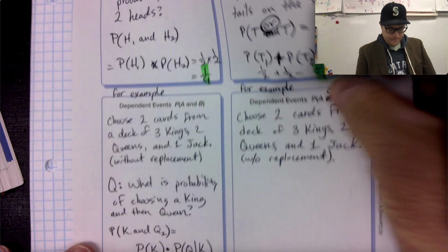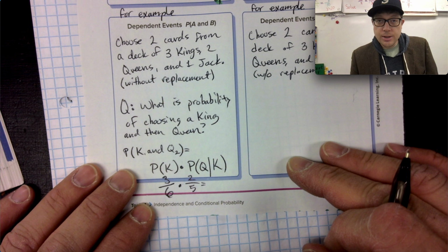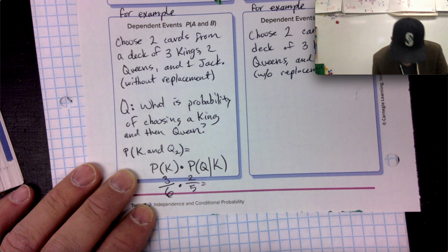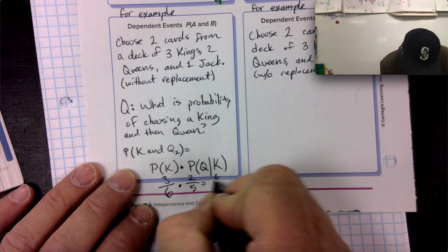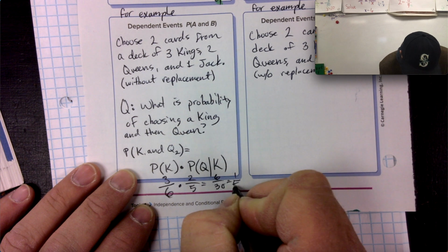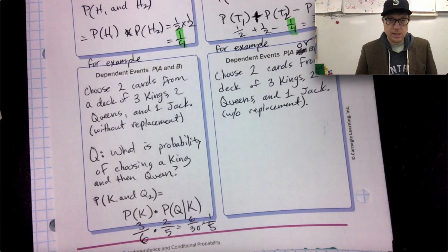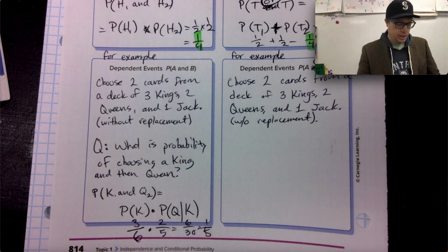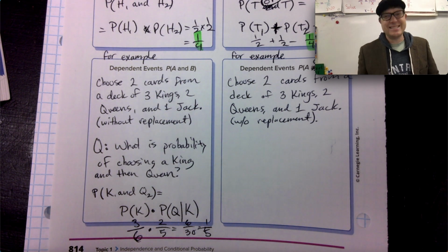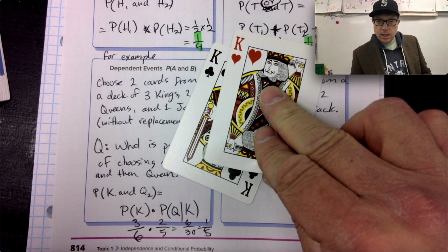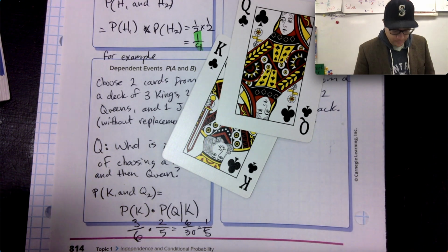And when you multiply, that multiplication is the probability of getting a king first and a queen second. 6 out of 30, which reduces to 1/5. There's a 20% chance, if you think about fractions as percentages, there's a 20% chance of drawing a king and then a queen. Haha, I win.